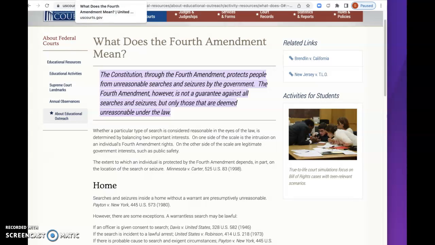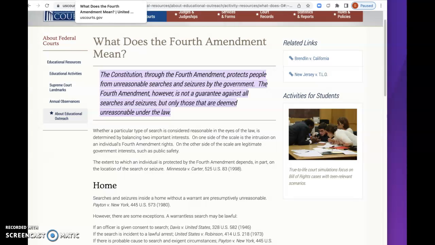The Constitution through the Fourth Amendment protects people from unreasonable searches and seizure by the government. The Fourth Amendment, however, is not a guarantee against all searches and seizures, but only those deemed unreasonable under the law. See that word unreasonable? What is unreasonable? Is it unreasonable that I knock at your door at 2 in the morning and ask to search your house without a warrant, that I can just go in there? If I ask and you let me in, can I go in?